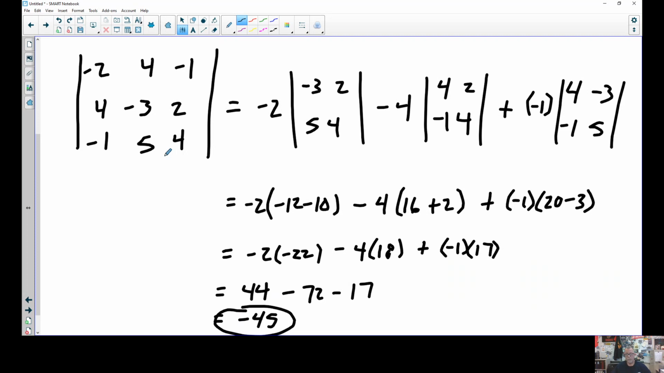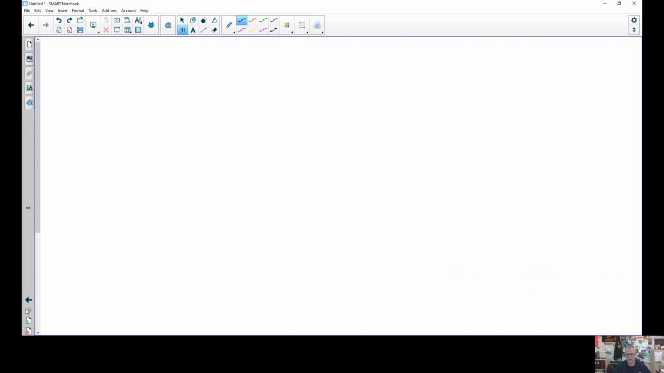Now, well, we did 2x2, 3x3. Now notice 2x2 was the base idea of how to find a determinant. With 3x3, we just broke it down into 2x2s. So what do you think is going to happen when we get to a 4x4?